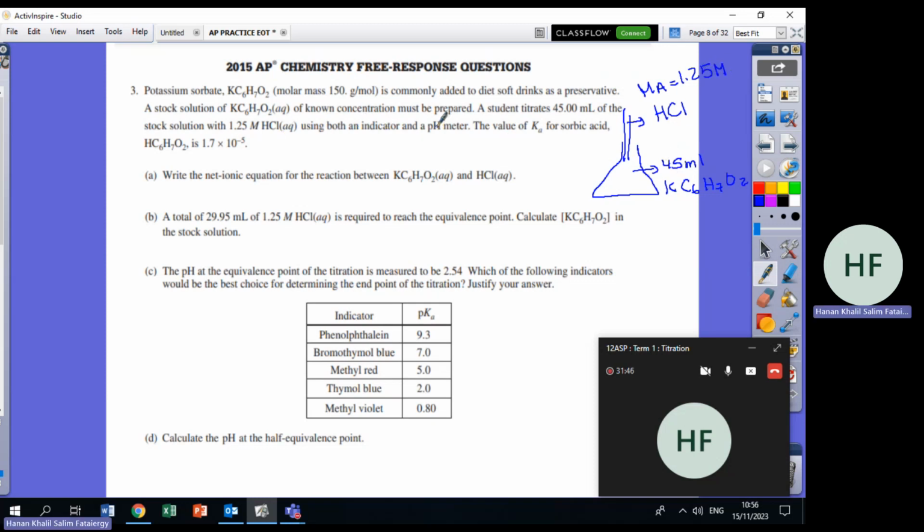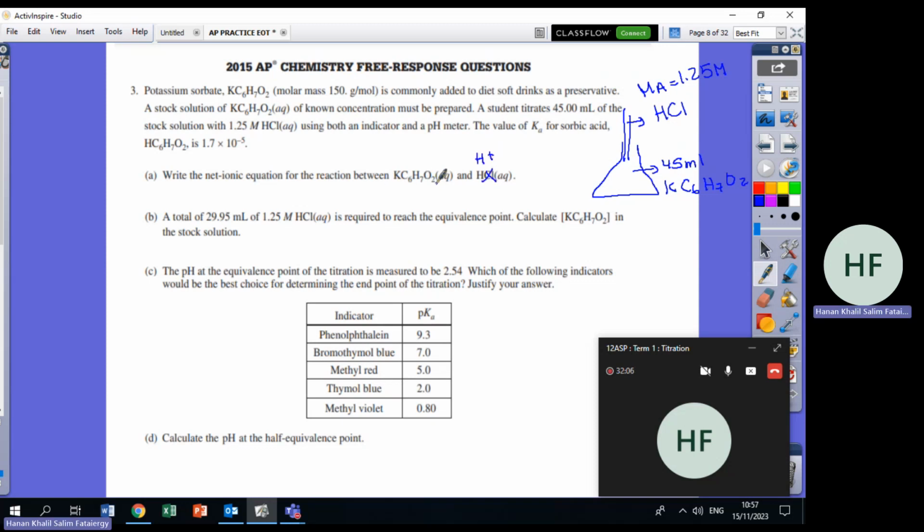Okay, using both an indicator and pH meter, the Ka is this much. Write the net ionic equation for the reaction between this one and this one. Okay, now for the net ionic equation I will only consider the important ones. Of course, HCl is an acid, so what is important for me? The H plus only. So I will take this H plus.